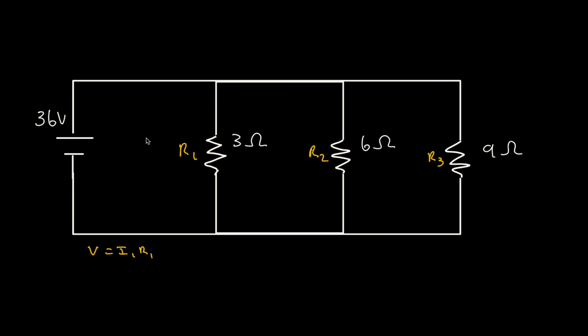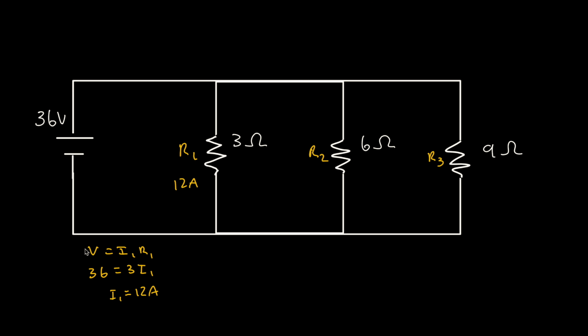So over here, all we need to do is know the voltage, which is 36. I'm not going to be writing the units for this one, just to make it a little bit more simple. And this is going to be 3. We have our current over here. So our current in this case for this resistor is going to equal 12 amps. So we'll have 12 amps over here.